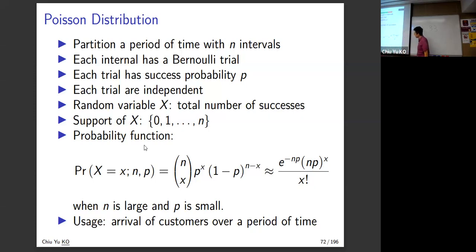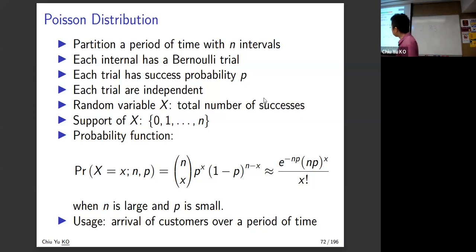And as I said, the usage is customer arrival. Very often we model this: in this time period, how many things happen? Customer arrival is the main thing, or demand. Is that okay? That is what it is.